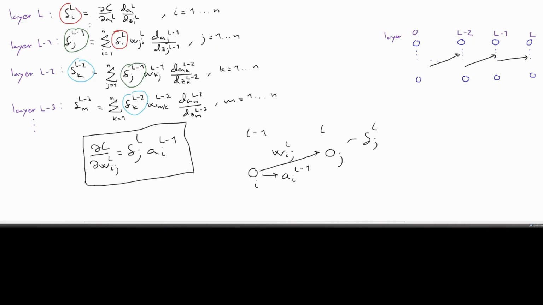Now the next step entails finding generic expressions for the bias derivatives, that is the partial derivative of C with respect to any arbitrary bias term within our network. And this step will be fairly similar to step 1. So let's continue with step 2.